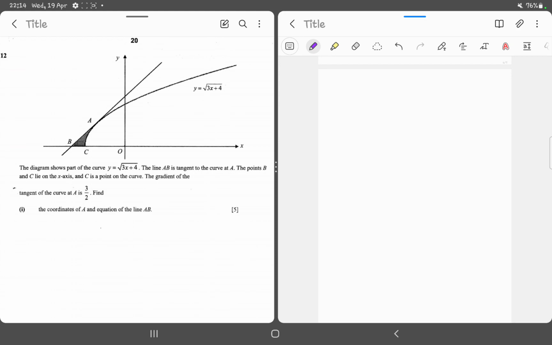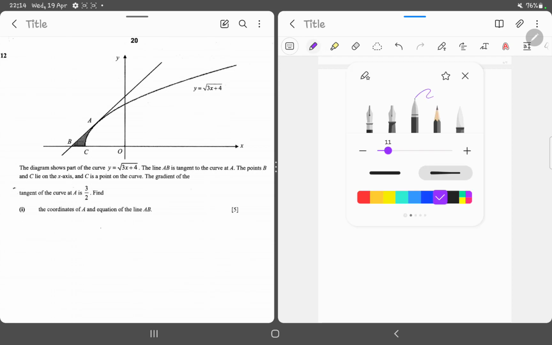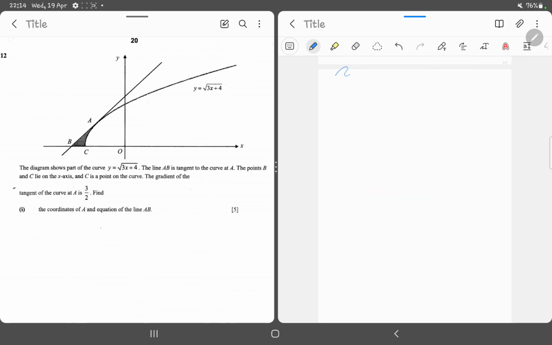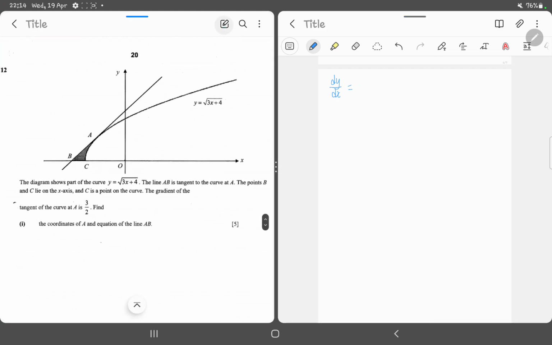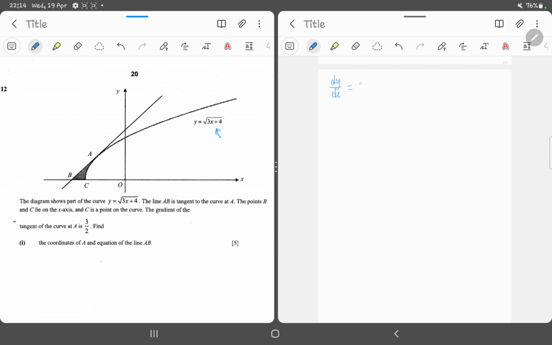We know that the gradient of the tangent of the curve at A is 3/2. So what we're going to do is find dy/dx. dy/dx of this curve is 1/2 (3x plus 4) to the power of 1/2 minus 1, times 3. So this is 3/2 (3x plus 4) to the power of minus 1/2, which equals 3 over 2 square root of 3x plus 4.